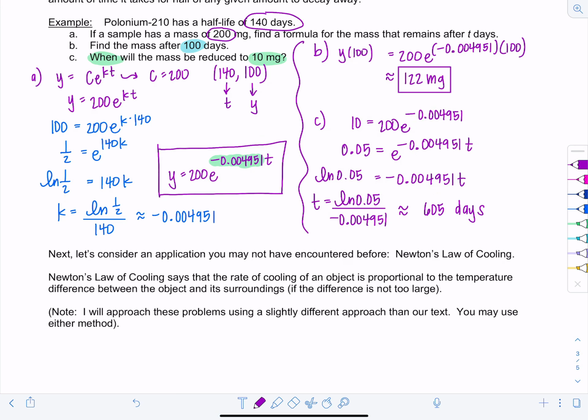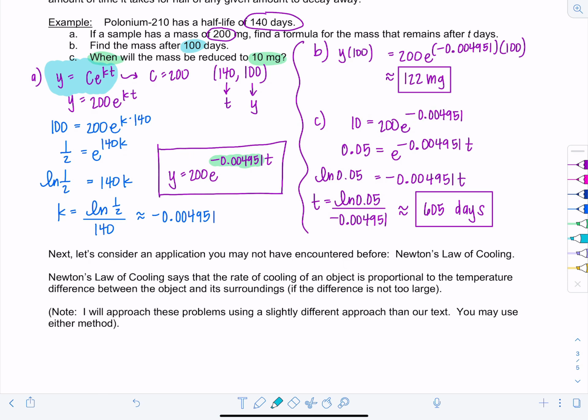Does that seem reasonable? I mean, yeah, if the half-life's 140 days and we start with 200, it makes sense we're going to need several iterations of the half-life until we get to only 10 milligrams. Okay, so hopefully you're comfortable with those examples. Just keep in mind you're going to use that model y equals c times e to the kt for exponential growth and decay.